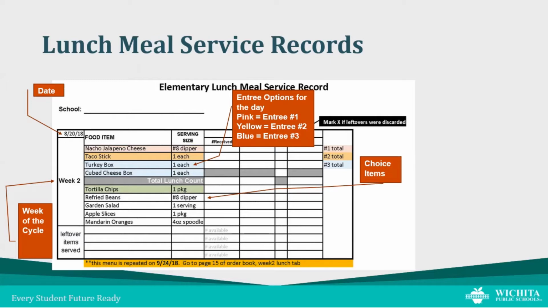The item in green indicates a grain item that is a choice item. It means that the students will decide if they want that item or not and will pick it up themselves. Fruits and vegetables are picked up that way as well.